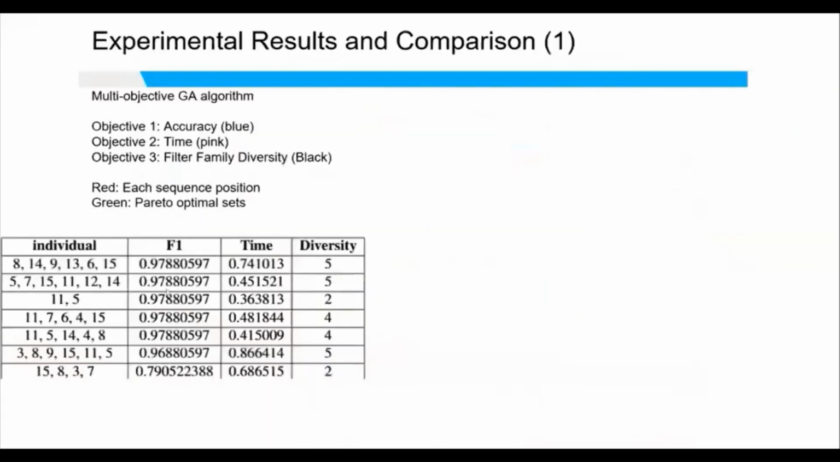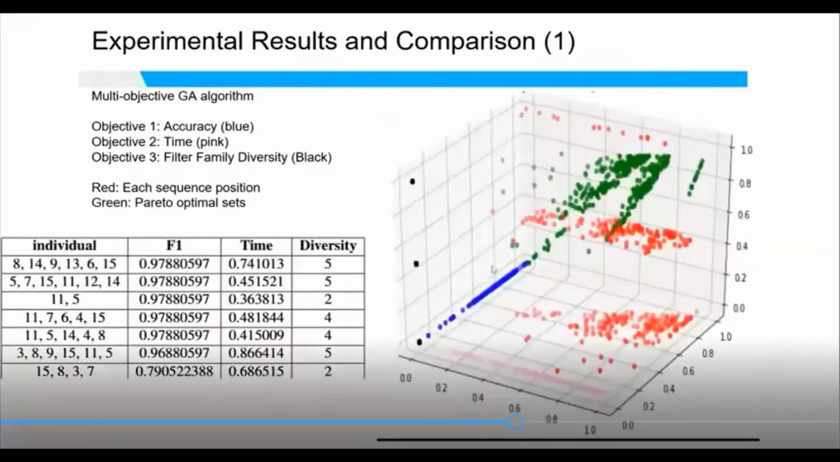The experimental result shows that the sequences with filter numbers 8, 14, 19 have a good F1 score, and diversity was also good, but for some of them the diversity was not good, and we will pick based on this. And this is the Pareto front presentation. I presented the diversity levels in black. Accuracy was presented in blue, and filter family diversity and time are on this side. These greens are the Pareto optimal set of my genetic algorithm, and I am targeting these to use in my sequence.